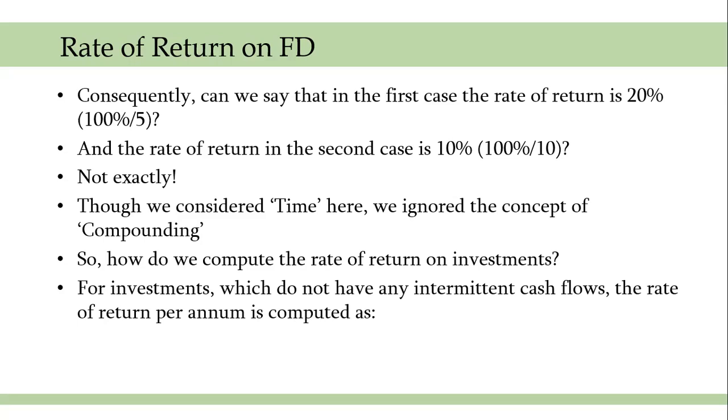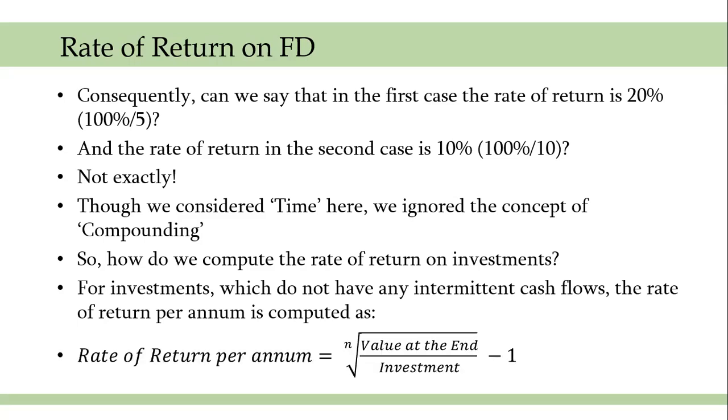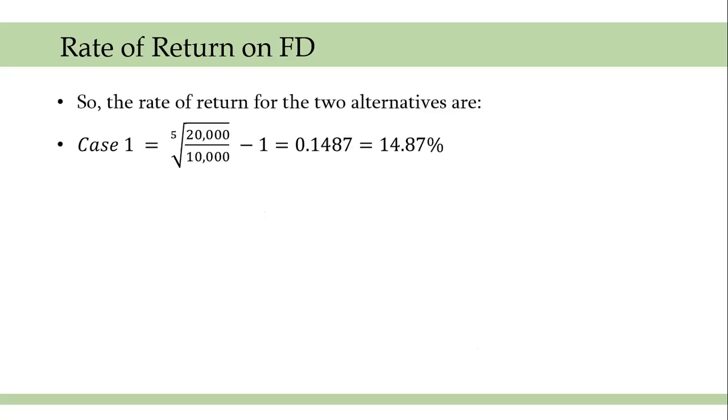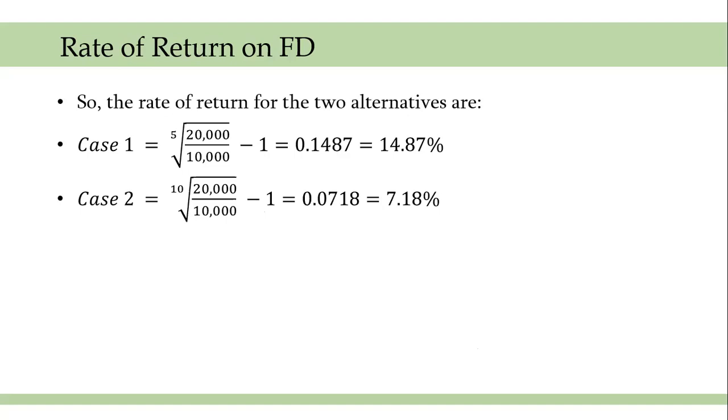In such cases where there are no intermittent cash flows, the rate of return per annum is computed with a formula which is the nth root of value at the end divided by investment, minus 1. Now, using this formula, let us calculate the rate of return in the first case, that is 10,000 becoming 20,000 in 5 years. It works out to be 14.87%. And in the second case, the rate of return works out to 7.18%.